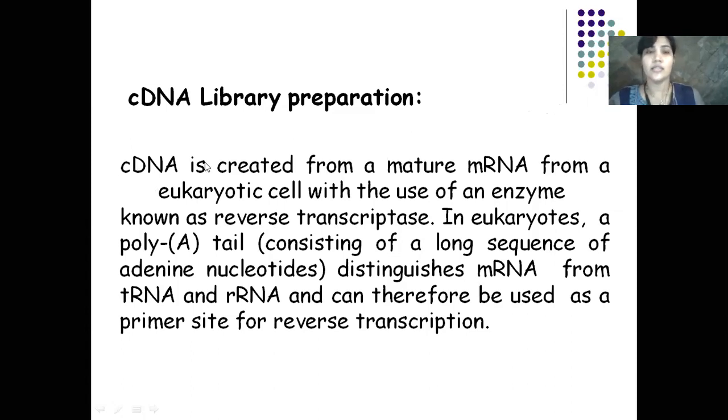So cDNA is created from a mature mRNA from a eukaryotic cell with the use of an enzyme known as reverse transcriptase. And in eukaryotes, a poly A tail consisting of a long sequence of adenine nucleotides distinguishes mRNA from tRNA and rRNA.